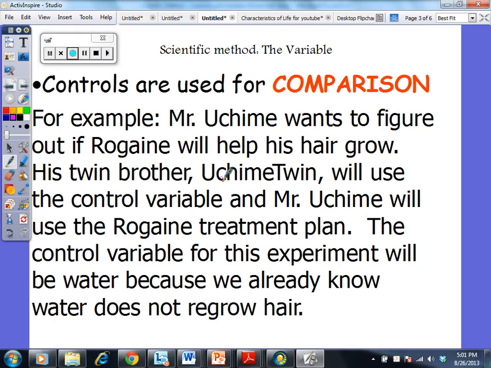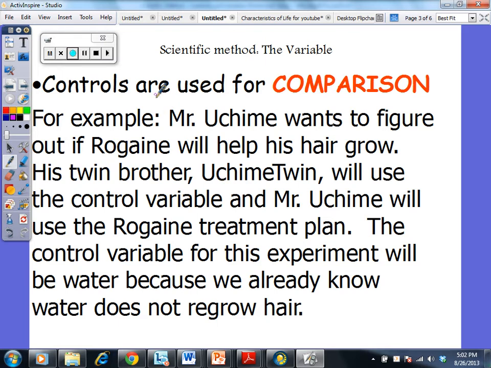For example, Mr. Uchime wants to figure out if Rogaine will help his hair grow. His twin brother, Uchime twin, will use the control variables, and Mr. Uchime will use the Rogaine treatment plan. The control variable for the experiment will be the water, because we already know water does not regrow hair.